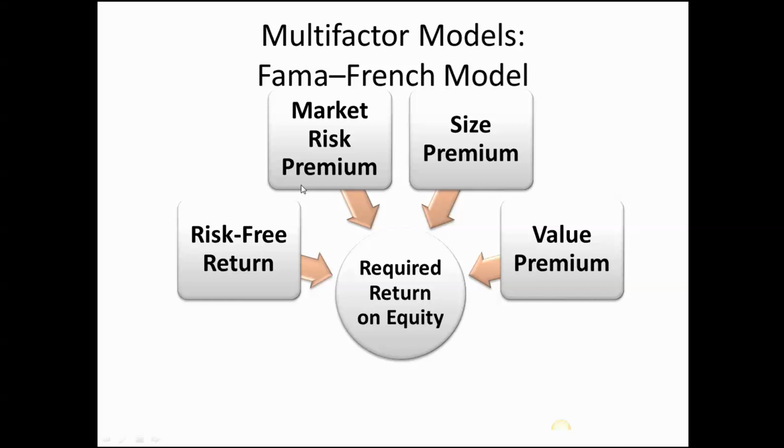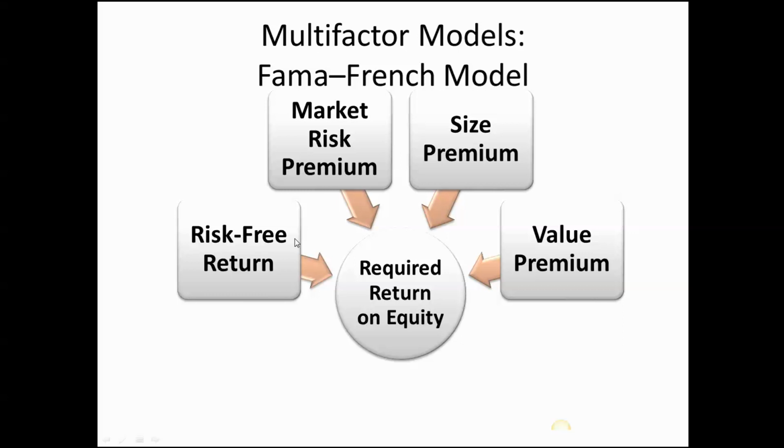The factors for the Fama French three-factor model include the market risk premium, which is the premium that's included in the capital asset pricing model, but it also includes a size premium, because in their research they found that small firms tend to have higher returns or require higher returns than large firms because they're riskier. And then the value premium, which shows that firms that have high book-to-market values or low market-to-book values, those might be undervalued in the market, tend to earn higher returns.